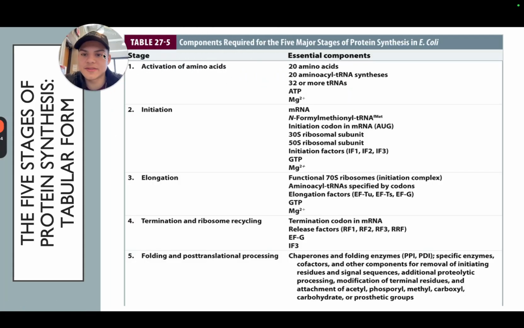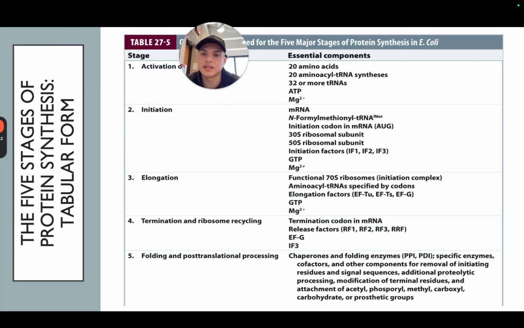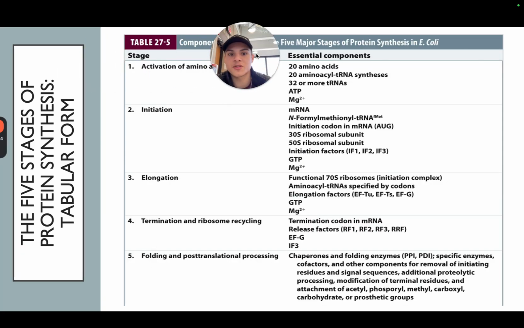And so here are the 5 stages of protein synthesis in tabular form. We have our activation of amino acids onto the tRNAs. We have our initiation. We have our elongation, termination and ribosome signaling, and then folding and post-translational processing. So there are these 5 steps. We'll go through each one. This is just all in tabular form, telling you the essential components.